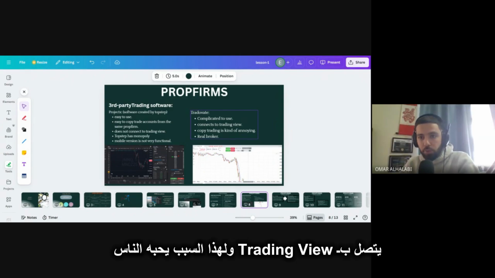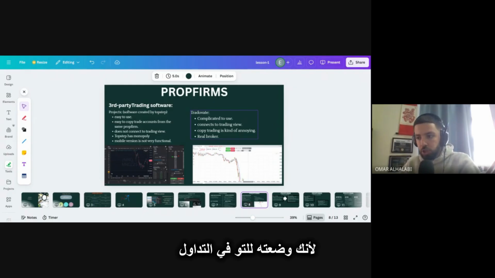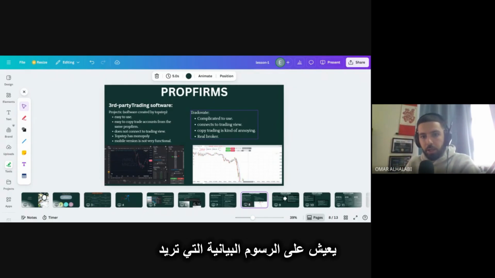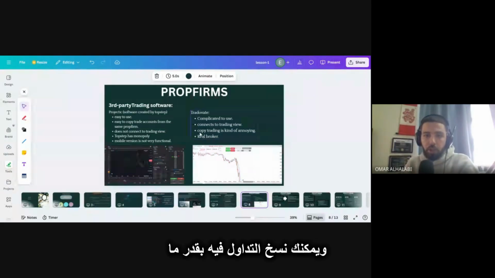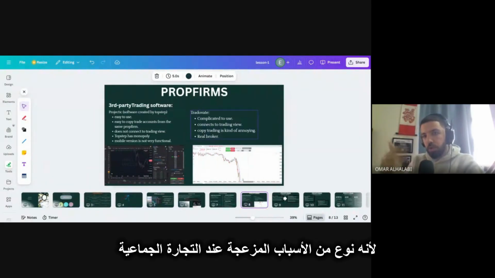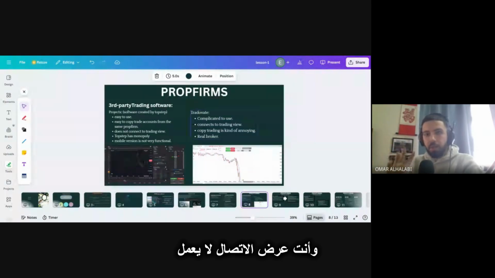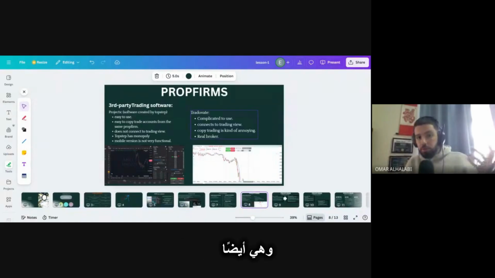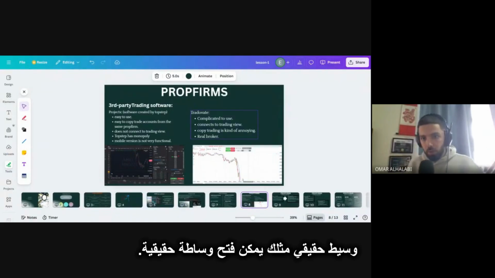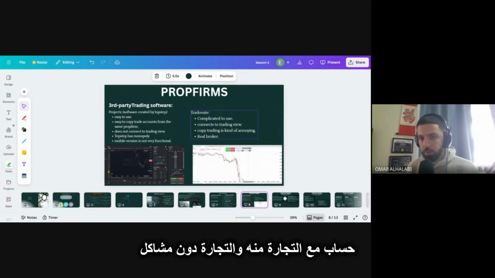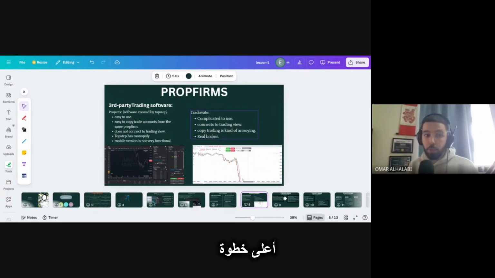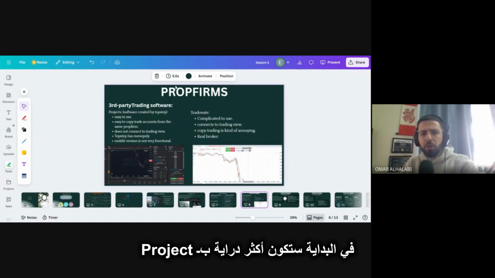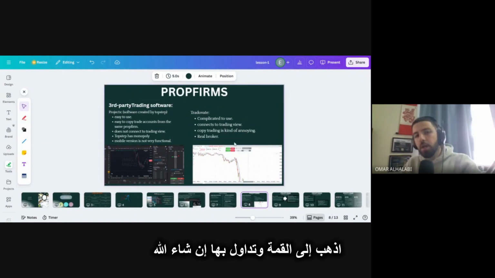It connects to TradingView, and that's why people love it, because you just put it on TradingView and you can trade literally live on the charts that you like. And you can copy trade in it. Honestly, it's kind of annoying, because when you group trade and you connect to TradingView, it doesn't work well, as the fill is not as good. That's what I noticed. And also, it's a real broker. You can open a real brokerage account with Tradovate and trade without prop firms. Top Step, Project X is not. Project X is just software.